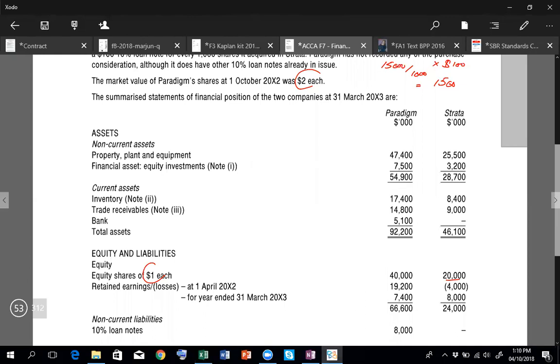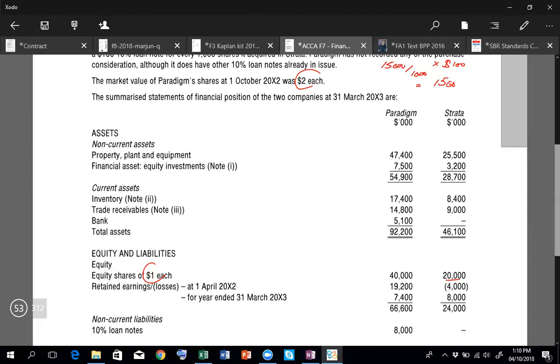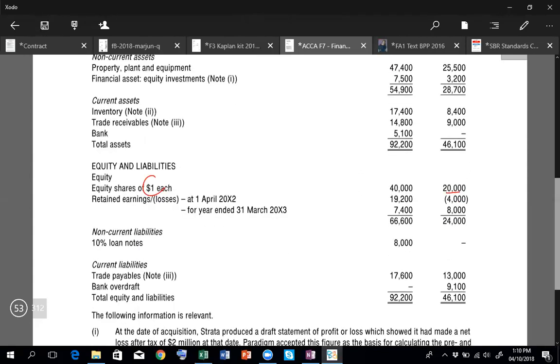You have the property, plant and equipment, financial assets, of which there's none given in this. Then you have the current assets: inventory, trade receivables, bank, total assets, and then you have the equity shares. Then you have the retained earnings. Retained earnings at 1st April 20x2 was a loss, and you acquired the shares on 1st October 20x2. That means the retained earnings at acquisition is not given to you, so you need to calculate it.